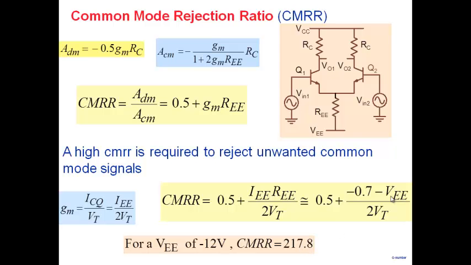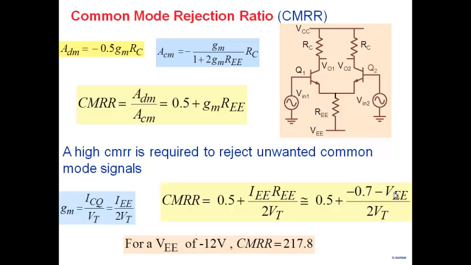If you look at the expression, there's nothing else in it except VE. If you don't touch, let's say we're talking about room temperature, so that's all you can do here. So if you require a very high CMRR, of 1,000 or 10,000, well, you can calculate, you'll require a very high value of VE.